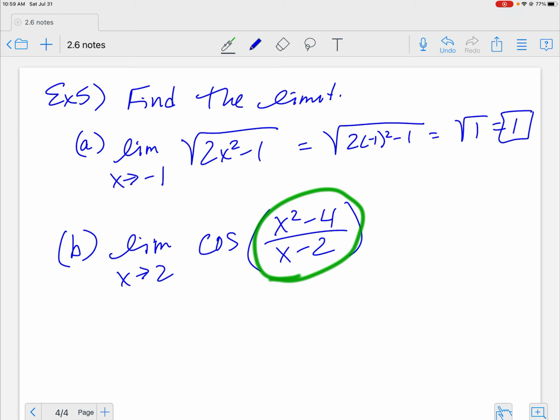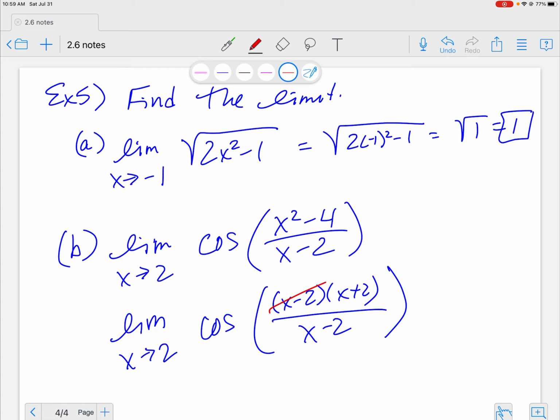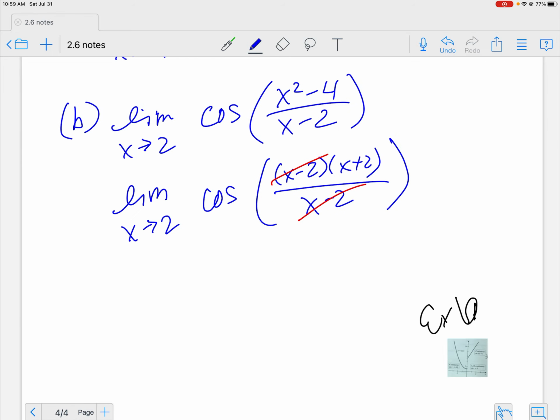Well, what are you seeing is happening right here? Yes, that's a rational expression you can simplify. I have not taken the limit yet. So, x minus 2, x plus 2 over x minus 2. You have to keep writing that limit notation until you take the actual limit. Now, I'm simplifying that. I actually have the limit as x approaches 2 of the cosine here of x plus 2.